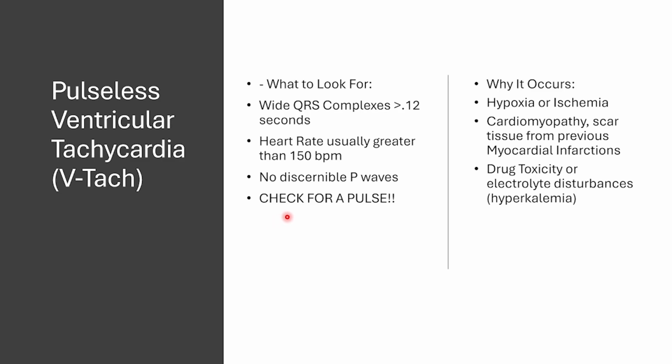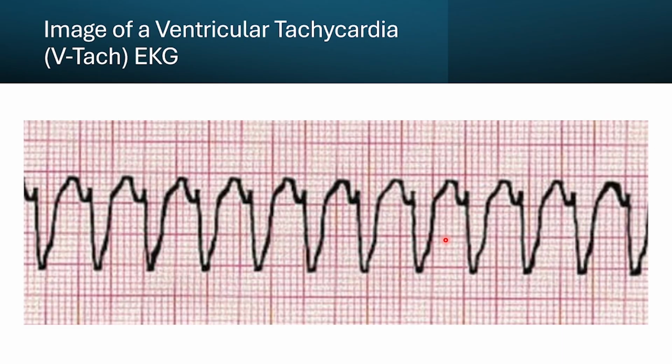But for pulseless V-tach, it's very important because if they have a pulse and it's V-tach, we want to consider synchronized cardioversion. We don't want to consider defibrillating these patients. There's a huge difference. Why does it occur? It can occur due to hypoxia or ischemia, which just means lack of oxygen. It can be caused by cardiomyopathy, scar tissue from previous myocardial infarctions. It can be caused by drug toxicity or electrolyte disturbances such as hyperkalemia. So there's a couple routes, and there's a couple more we didn't mention.